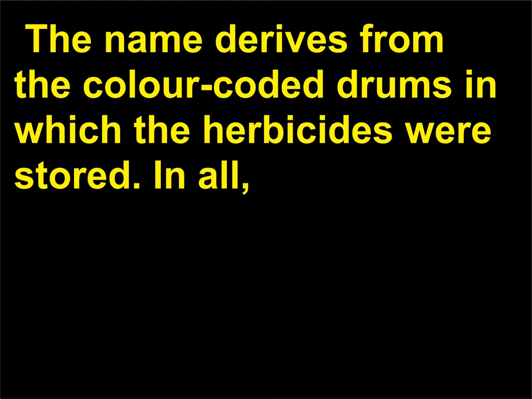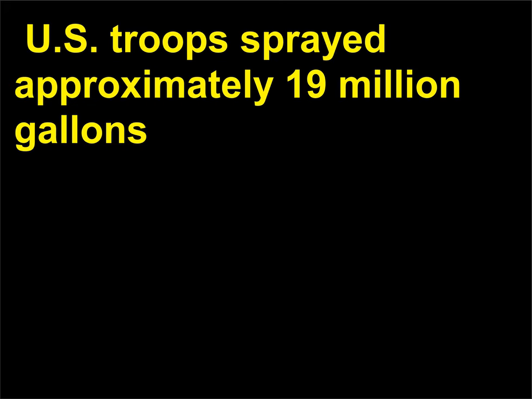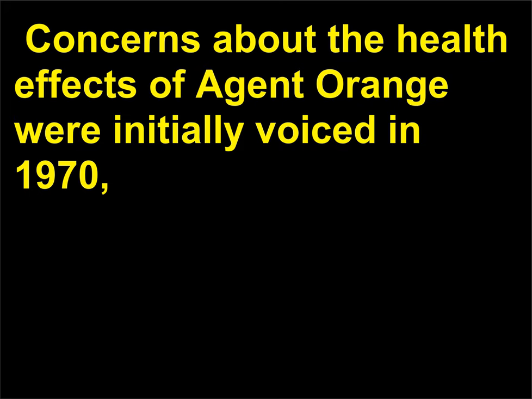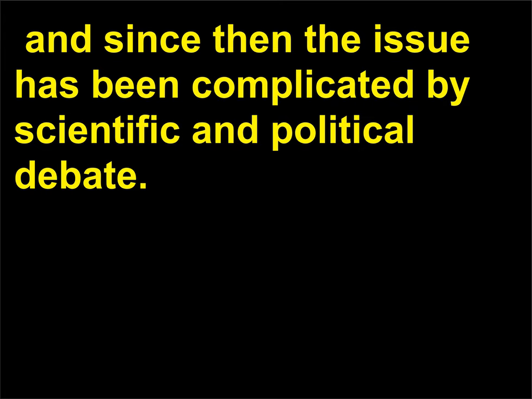In all, U.S. troops sprayed approximately 19 million gallons, 72 million liters, of herbicides over 4 million acres, 1.6 million hectares. Concerns about the health effects of Agent Orange were initially voiced in 1970. And since then, the issue has been complicated by scientific and political debate.